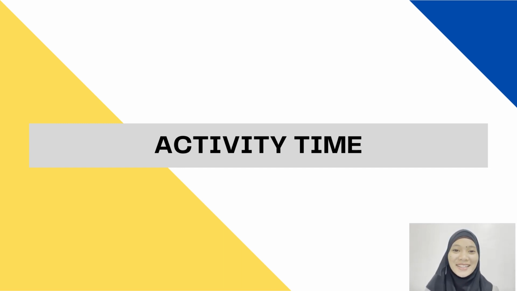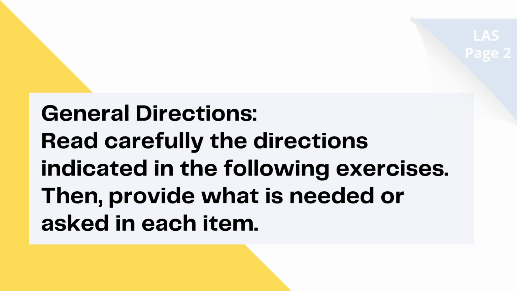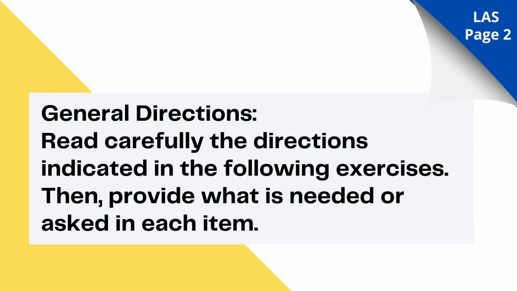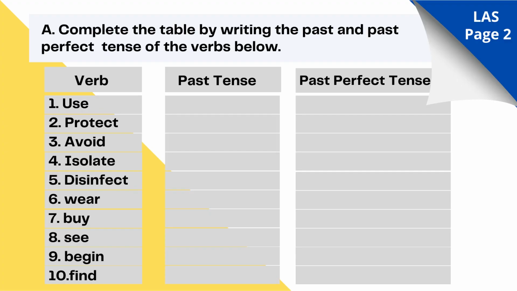Alright, are you ready? Before anything else, let us read the general direction for you to be guided. Read carefully the directions indicated in the following exercises. Then, provide what is needed or asked in each item. For activity A, complete the table by writing the past and past perfect tense of the given verbs. Make sure to follow the directions, okay?